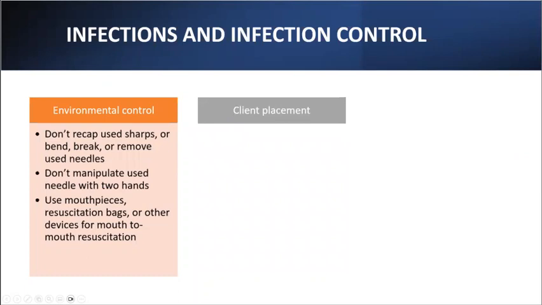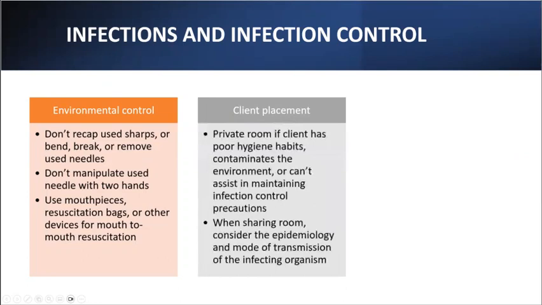General rules for client placement would include a private room if the client has poor hygiene habits, contaminates the environment, or can't assist in maintaining infection control precautions, for example infants or children or patients with altered mental status. When we are cohorting or sharing rooms, you want to consider the epidemiology and mode of transmission of the infecting organism.